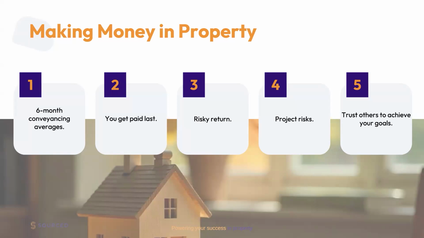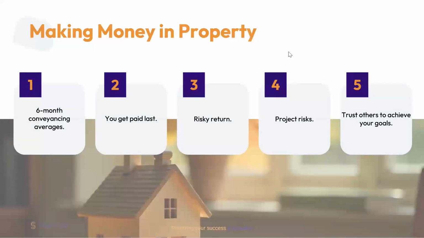So making money from property, what is essentially the difficulty of making money from property? There are a few different things that stop people from having property as their main business, the main source of funds in their life. First of all, a 6 month conveyancing time. What I mean by that is if you made an offer today on a property, you're probably not going to own that property until 6 months. So it's going to take you 6 months to go through that to find the property and own that property.